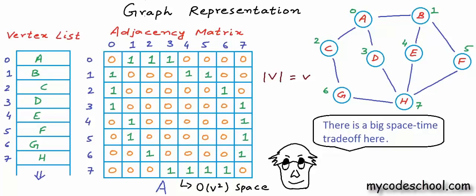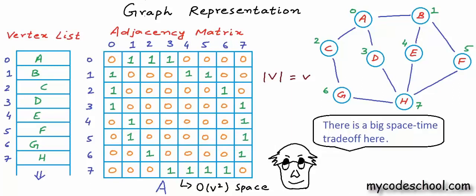We are using big O of V squared space. We are not just storing the information that these two nodes are connected, we are also storing the opposite, that is, these two nodes are not connected, which probably is redundant information.